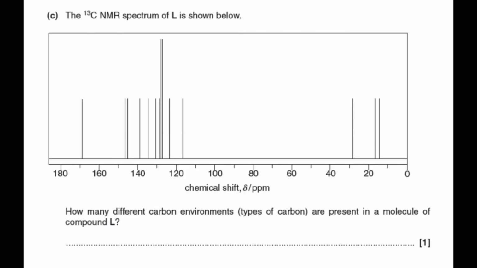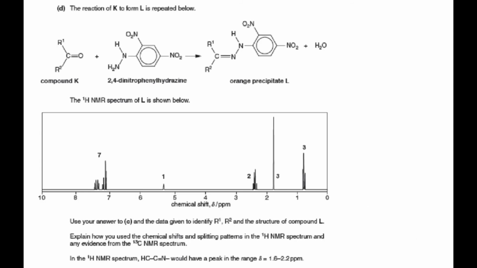Now on to the question. Oh, hang on, the carbon NMR. It says how many different carbon environments are present in the molecule. You just have to count the lines on the carbon NMR. So we've got 1, 2, 3. Keep counting the lines: 4, 5, 6, 7, 8, 9, 10, 11, 12, 13, 14 lines. So that means there are 14 carbon environments. Then the next part is the actual analysis. You need to find the identity of L. That's what we're trying to find.